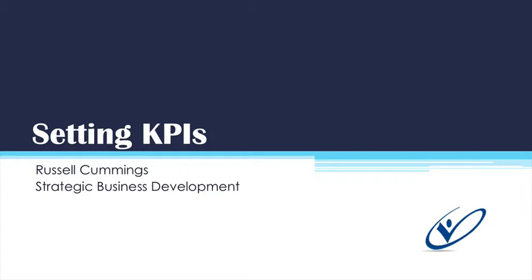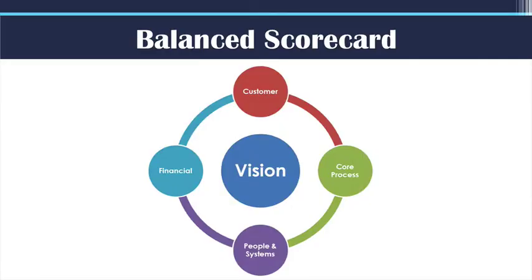Now, I get asked lots of questions about how do I set them, where do I set them, and what should they look like, and let's talk about what some of those things are today. The first thing is this is the balanced scorecard model by Kaplan and Norton, who are two gentlemen from Harvard Business Review. It's a great book. There's a series of books on it, and lots of information on the internet.